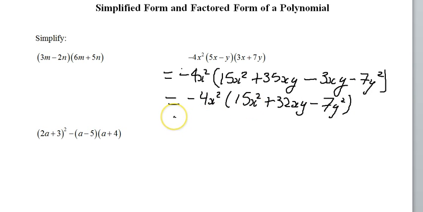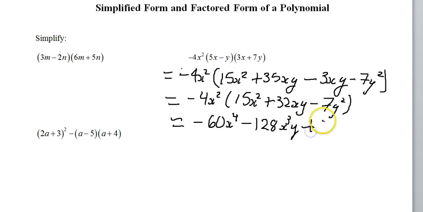And to finish this off, we will then multiply through by the negative 4x squared: negative 60, or sorry, x to the fourth, minus 32 times 4 is 128, x cubed y, and now plus, minus times minus. Always watch out when you're distributing through the signs, plus 28x squared y squared. One more.